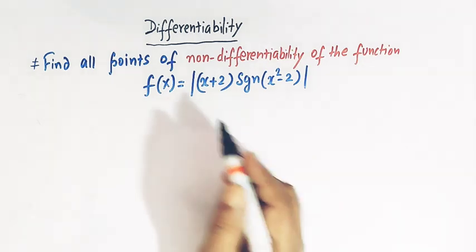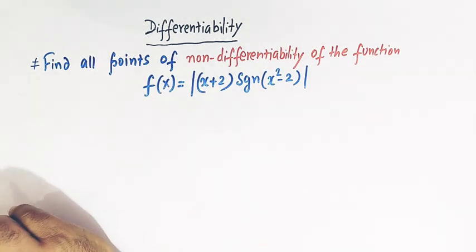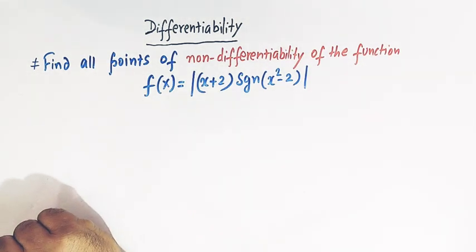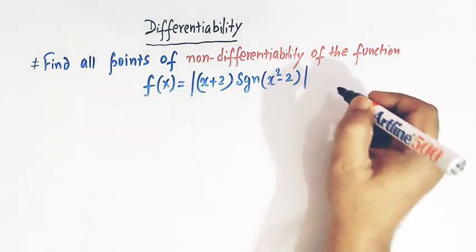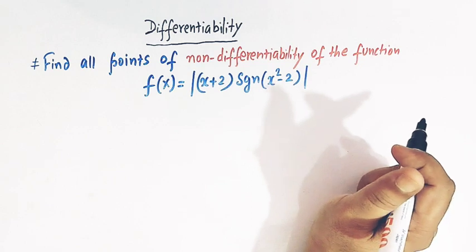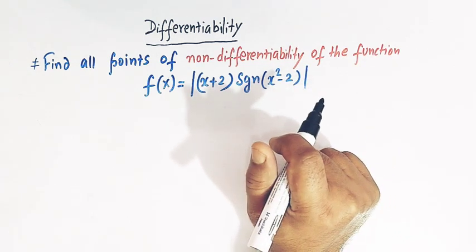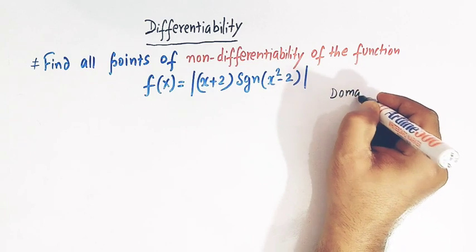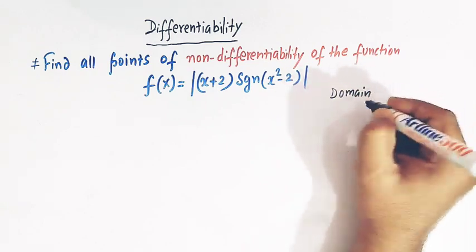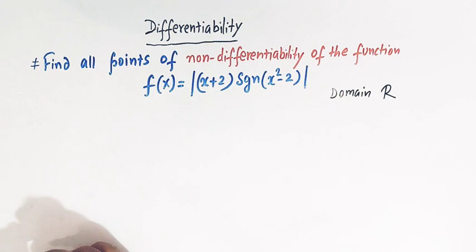Now let us first quickly see the definition of differentiability of a function, right? Now see here the given function f of x, it is defined for all values of x belonging to the set of real numbers, right? So the domain of this function is the set of all real numbers, right?